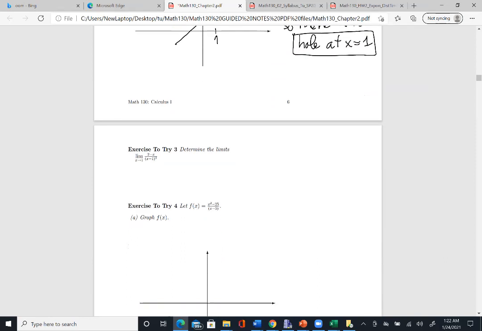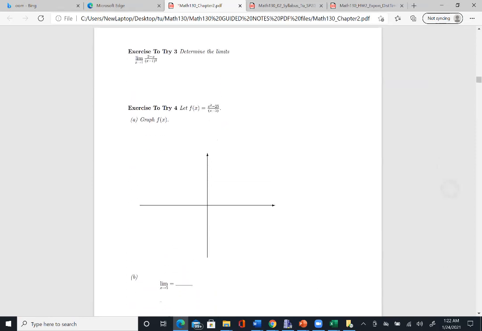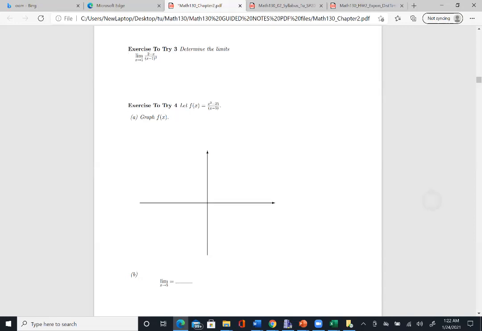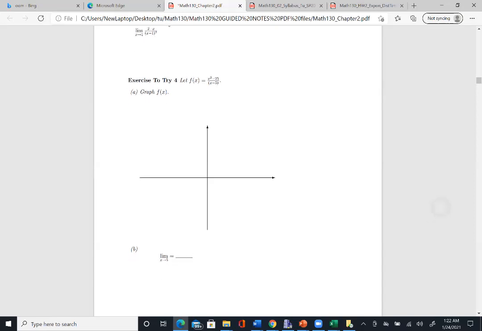That's it. Let me move to exercise to try number 3 here. I will let you try this, and then we're going to talk about it in class later. Also, you can try exercise number 4, and we're going to work on that later in class.